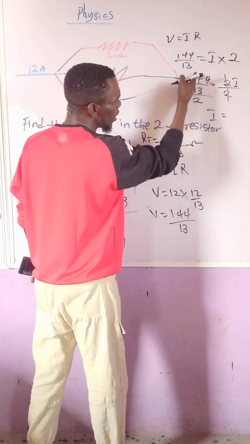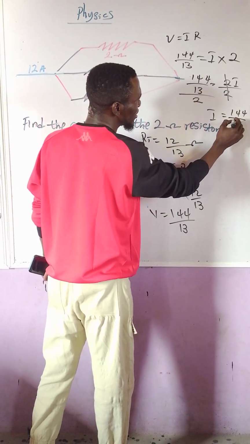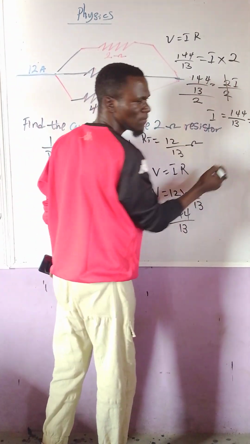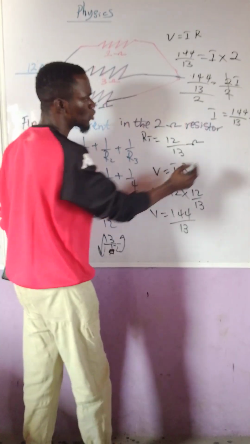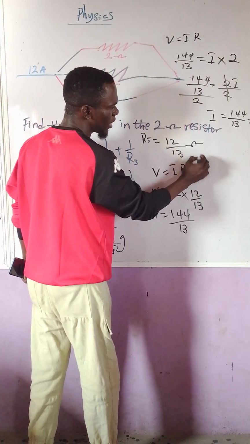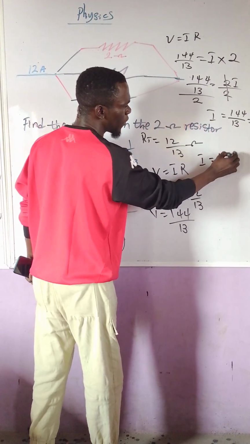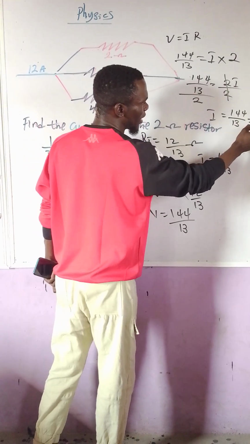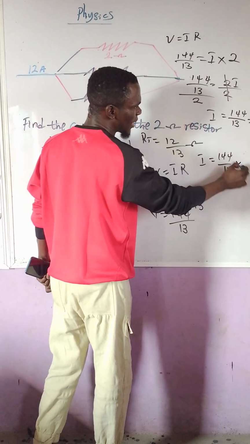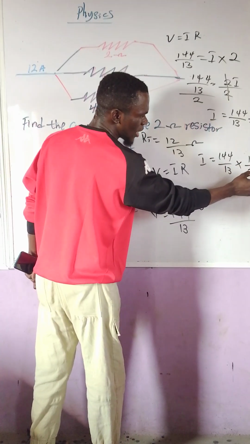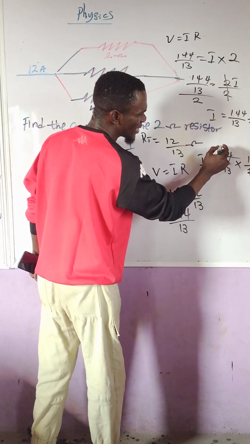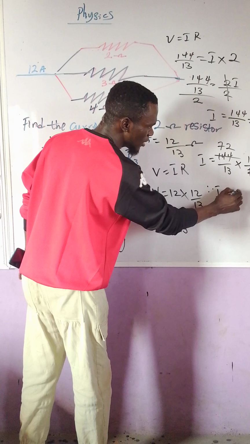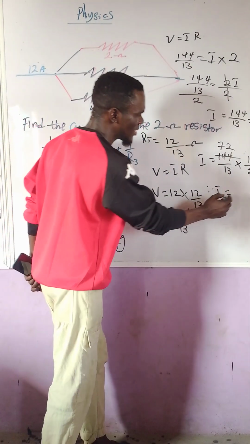So we have the current equals 144 over 13, divided by 2. To make it more balanced, you put over 1 here. So the current equals 144 over 13, and when you flip the 2, the division changes to times 1 over 2. Half of 144 gives us 72. Therefore the current that flows is 72 over 13.